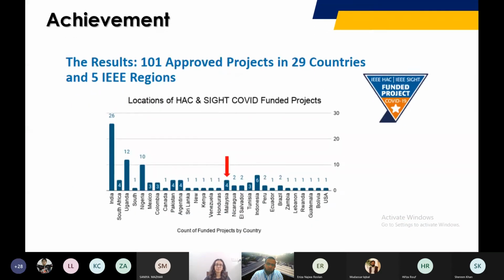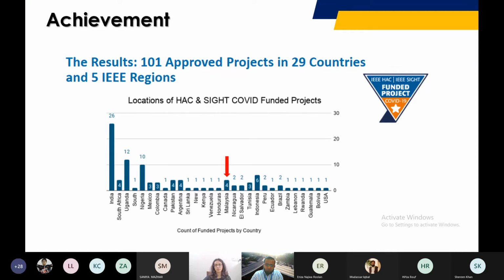It's an immense pleasure for me that in entire Malaysia, when this particular project opened, only 4 projects got the acceptance, and there were 101 approved projects in 29 countries and 5 IEEE regions. And I'm really thankful to Allah Almighty, ever compassionate and merciful, that I was there with my team.